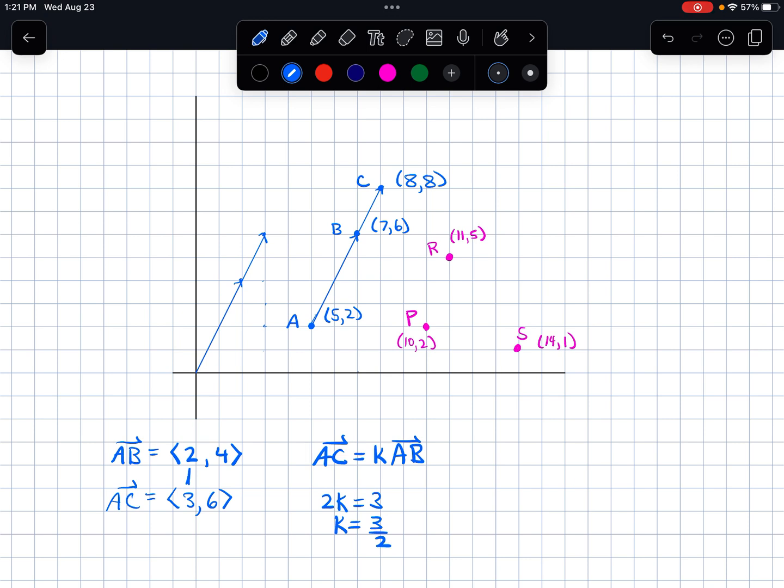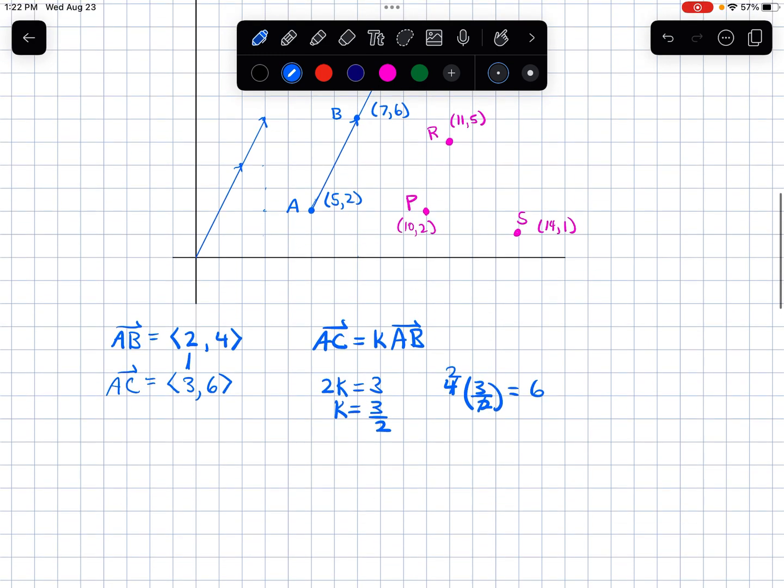And sure enough, 2 times 3 halves does equal 3. Now, can we take the 4 and multiply it by 3 halves and get the 6? Because if we can, that means those vectors are parallel. 4 times 3 halves, that's 2 times 3, which is 6. Yes. So what we found is that AC does indeed equal 3 halves times AB. That means that AC and AB are parallel.